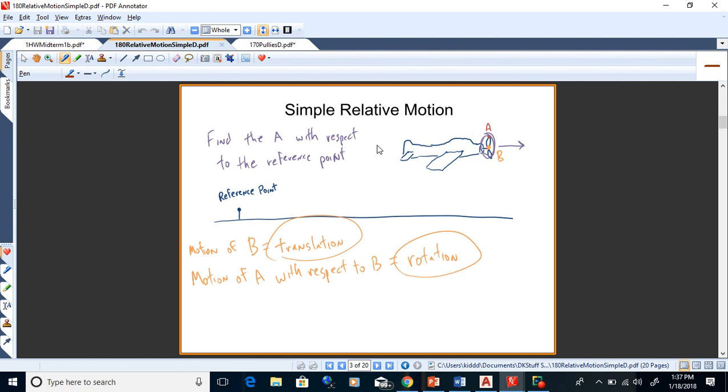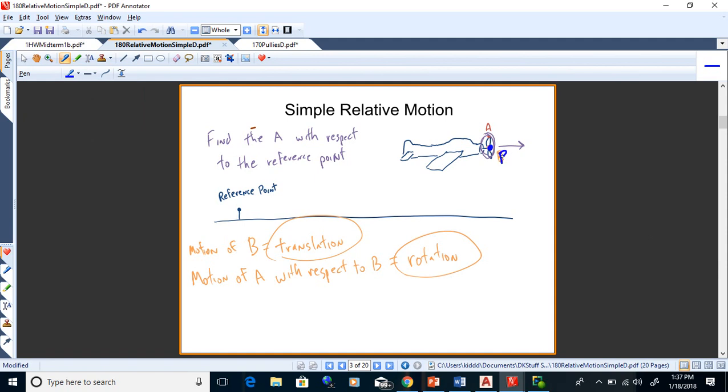Now, how you might approach this in a simpler way is you're finding the velocity of A with respect to the reference point. And so what we have here is you could establish an intermediate point, and I know that orange stuff probably isn't very visible to you. I'll try and make it blue without messing things up too much.